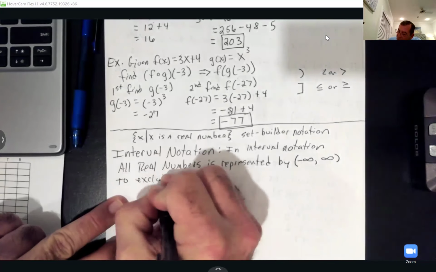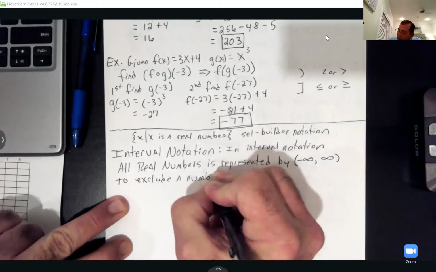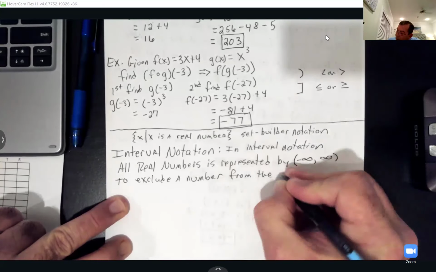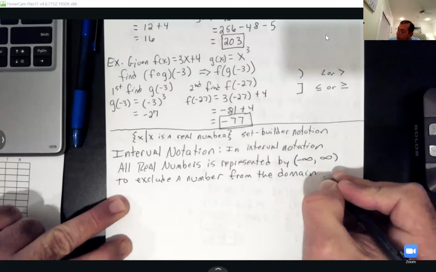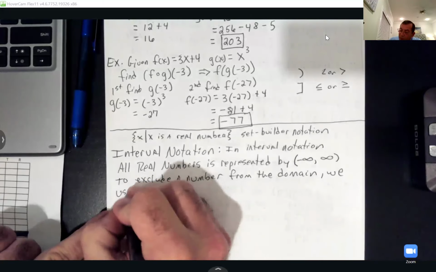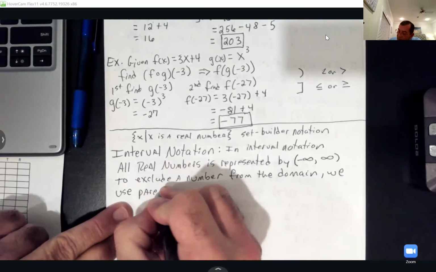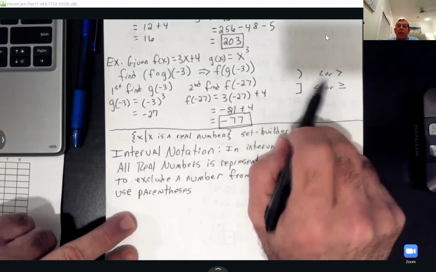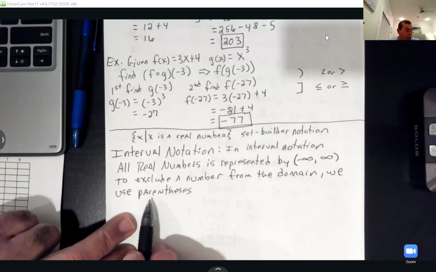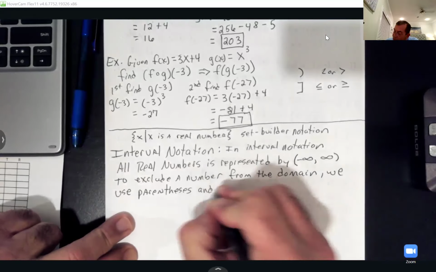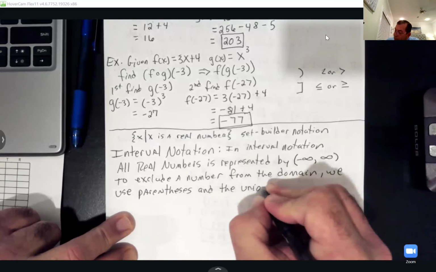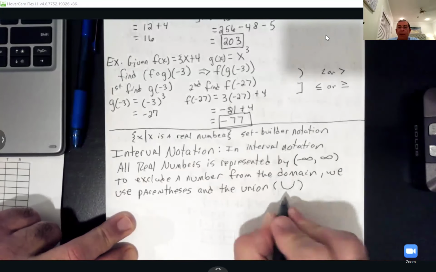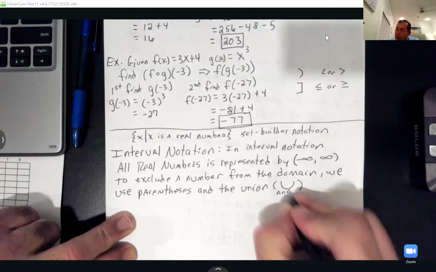To exclude a number from the domain, we use parentheses, because remember, parentheses means it does not include that number, unlike the square brackets. So we use parentheses and the union. Now, y'all, the union looks like a U. And that means "and."